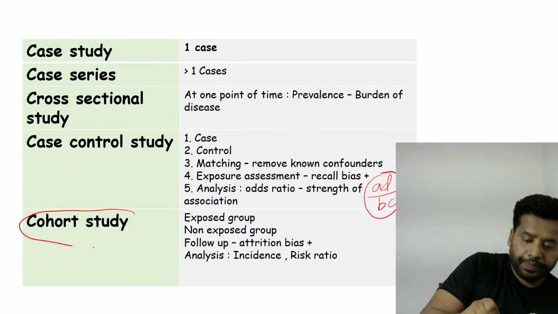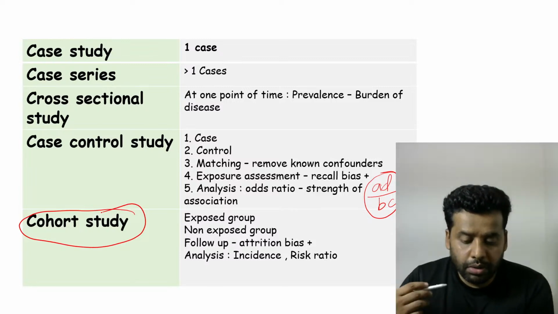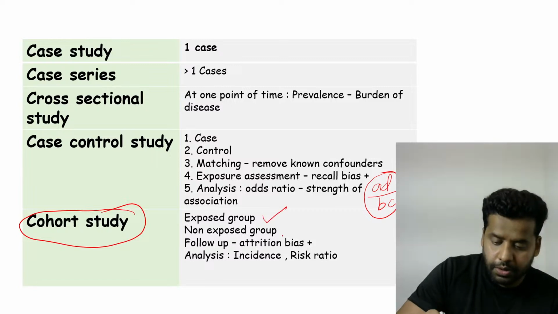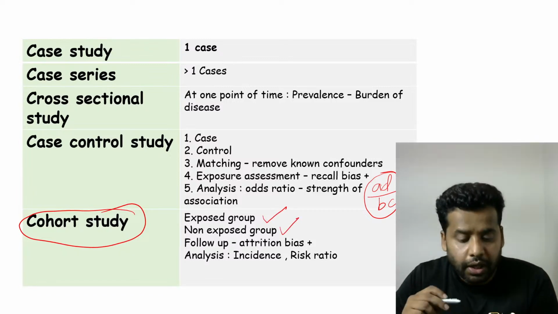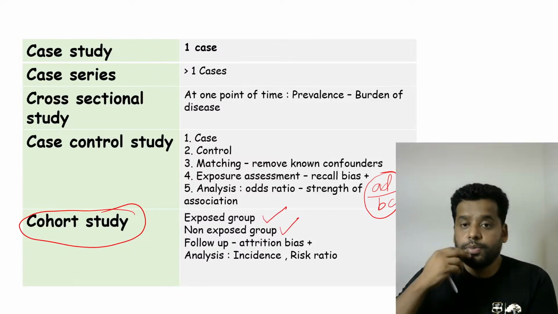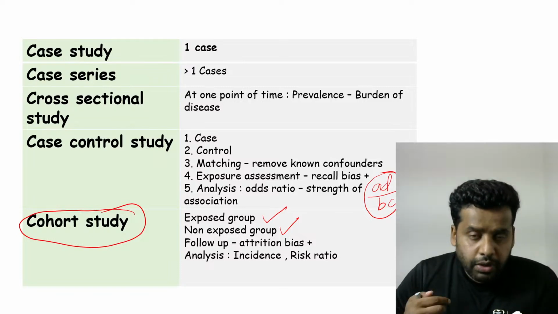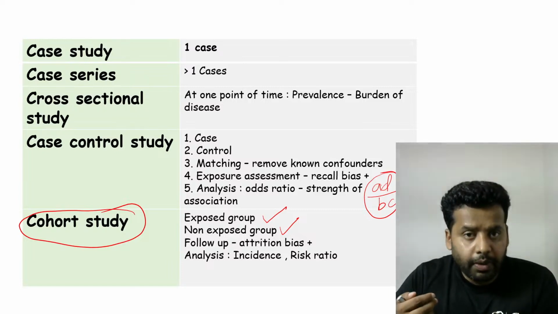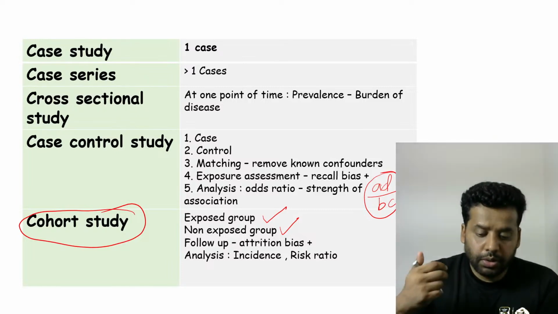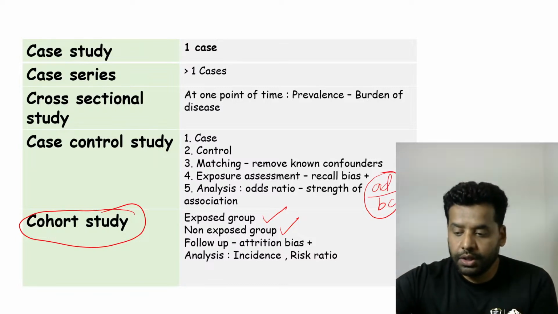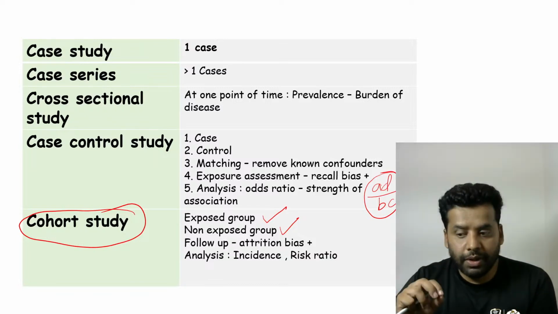Now come to cohort study. What we do in cohort study is we select two groups, exposed group and non-exposed group. Exposed to risk factors like smoking, they will become smokers. Non-exposed group will become non-smokers. So smokers and non-smokers, two groups you'll be selecting.